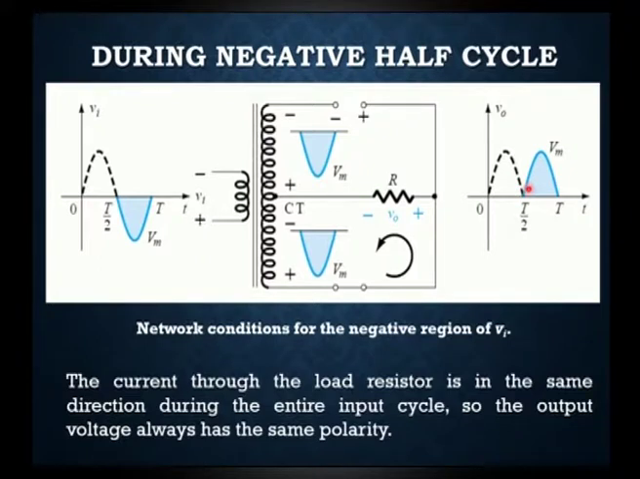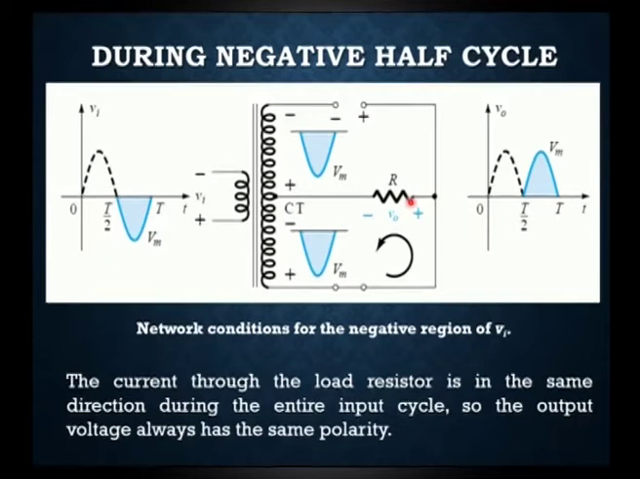It is exactly what we observed as an input, and it is of the same polarity that we observed previously when we gave the positive half cycle. During both the positive and negative half cycles, we are getting positive polarity output only for a center tapped full wave rectifier, because the current flowing through the resistance is the same, whether we are giving positive or negative.